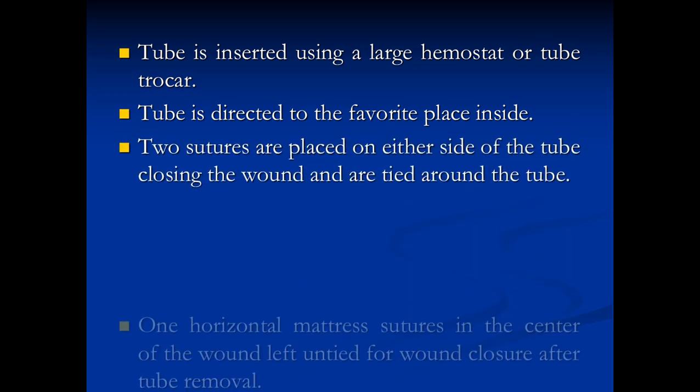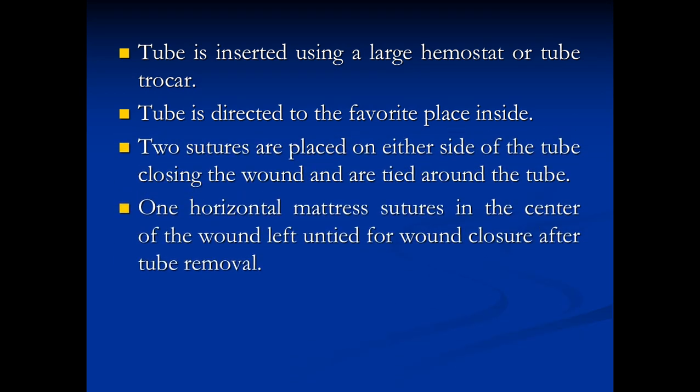The tube is inserted using a large hemostat or the trocar inside the tube itself. The tube is directed to the favorable place inside. So if we have a pneumothorax, we can direct it superiorly to the apex. If we have a collection, we can direct it inferiorly on the diaphragm, so it can drain as much of the effusion as possible. Two sutures are placed on either side of the tube after its insertion to fix the tube in place and prevent its displacement or dislodgement.